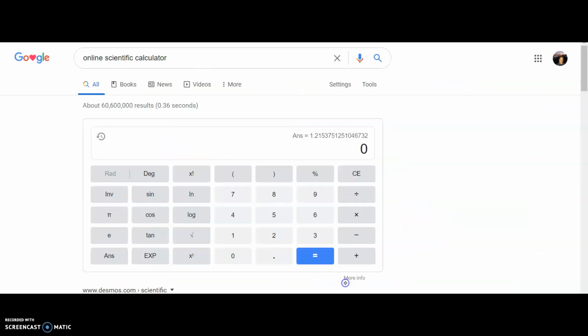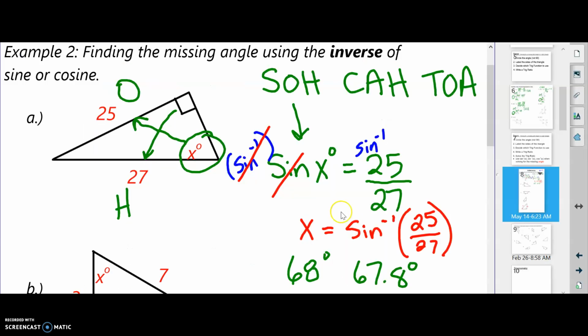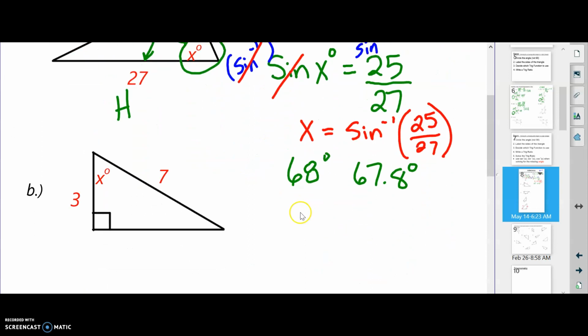If you are using this online calculator, I just Googled online scientific calculator. Again, on this one, over here it says inverse, so inverse sine, okay? And the inverse sine is also called the arc sine. And then I would type in my 25 divided by 27 and hit equals, and it gives me that answer too. So there's 3 options on how you can find your answer. All right, let's do 1 or 2 more here.